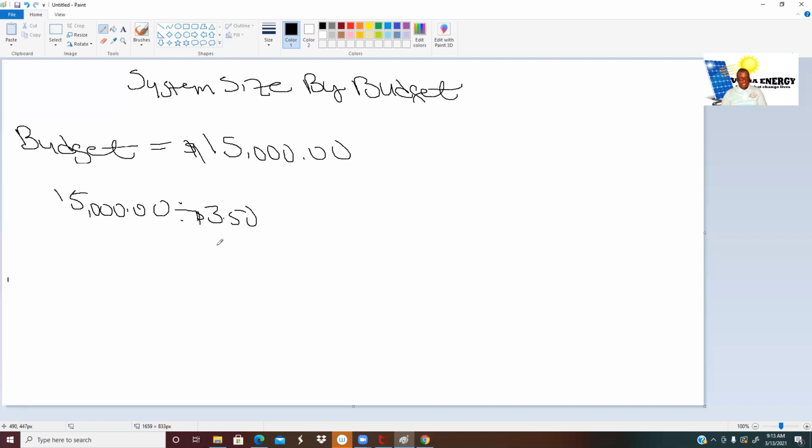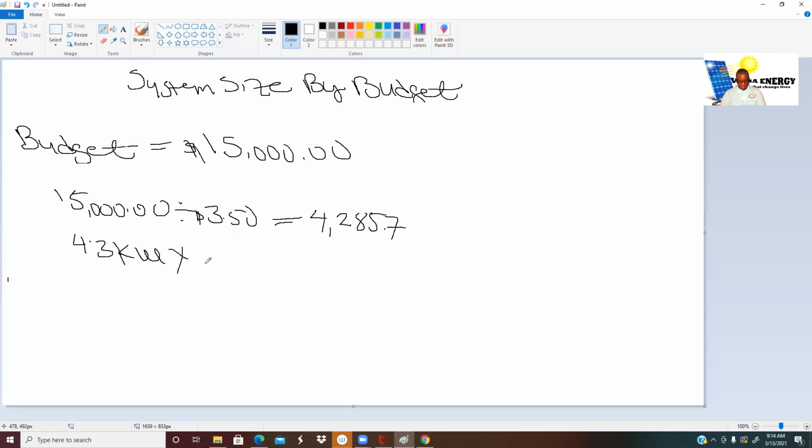So we have a system sizing of 4,285.7, right? 4,285.7 divided by 1,000, we have 4.3. I'm going to round the number off. So we have 4.3 kilowatts.